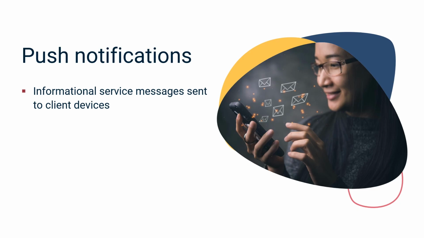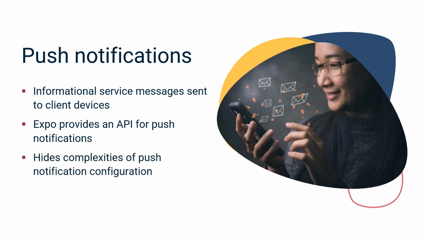Although these notifications can be puzzling to manage on occasion, when building mobile apps, Expo offers an API for managing push notifications that lets developers send push notifications to both iOS and Android devices. This API hides the complexities of the configuration of the push notifications for both these platforms.